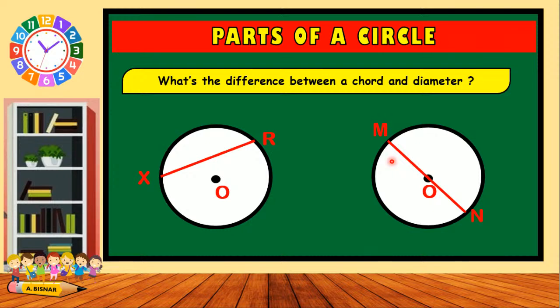Yung tanong ko po, what's the difference between a chord and diameter? Okay? Tingnan natin yung sagot ni Bautista. Yung chord po hindi dumadaan sa point. Ano yung tawag dun sa point na dinadaanan? Ano yung tawag dyan sa point na yan na dinadaanan? Anong tawag po? Ano yung tawag dun sa point na dinadaanan?